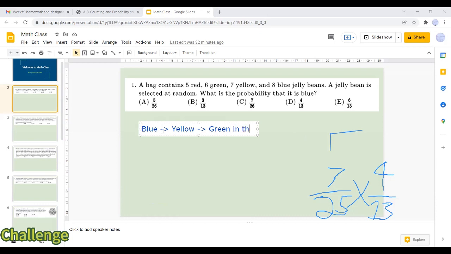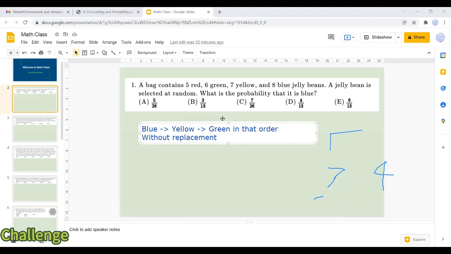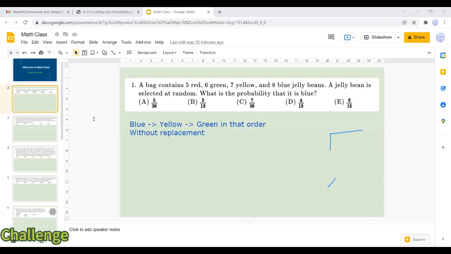So every time, take it back or not back? Oh yeah, okay. And then let's just say without replacement. So we have to pretend that the other jelly beans are still actually there. Without replacement means that if you take a jelly bean out, you're not going to put it back in. Okay.